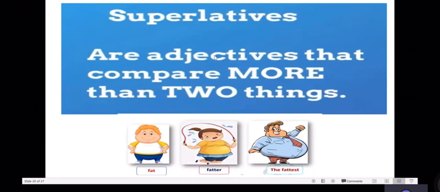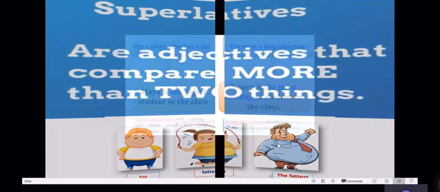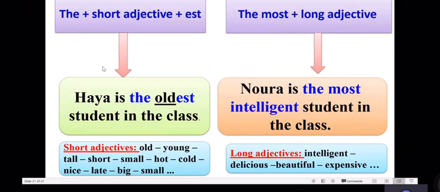Superlative adjectives are adjectives that compare more than two things, يعني three or more: three or more persons, places, countries, animals, things. We have three persons: fat, fatter, the fattest. If we compare the three persons, the man on the right is the fattest among them. This is the rule: if we compare more than two persons, things, places or countries, we write the plus short adjective plus est.